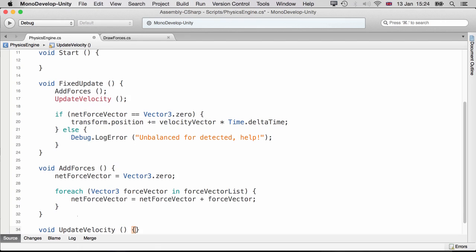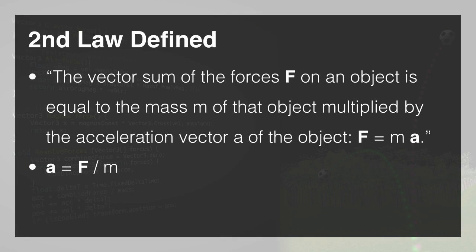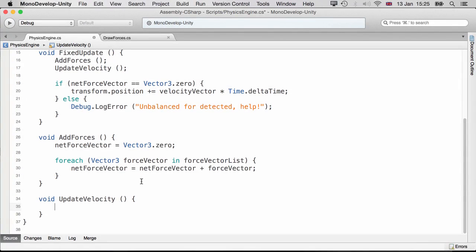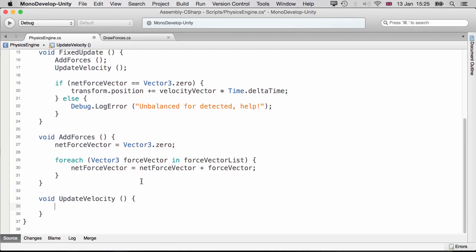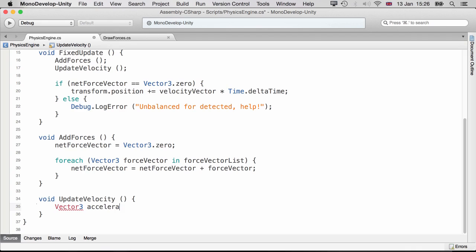Okay, so what did we say over in our slide? We said that acceleration is force over mass. So we need to firstly work out what the thing's acceleration is going to be and then calculate how that changes the velocity. For now, we only need access to the acceleration vector inside update velocity, so let's keep it local to that for now. So Vector3 acceleration vector. I'm being very explicit about the name of my variables here. A equals F over m.